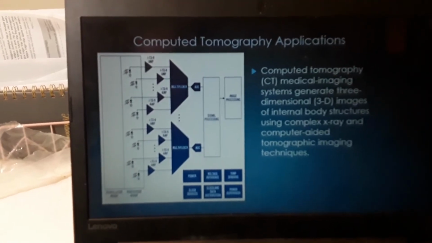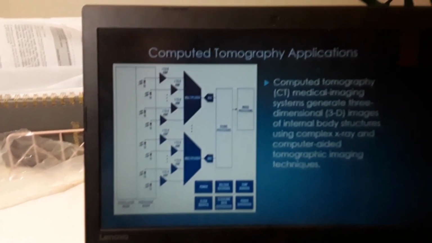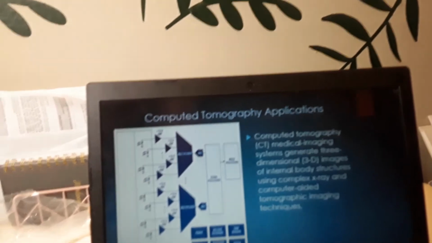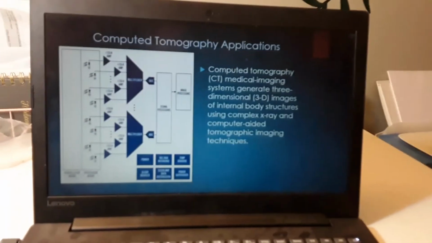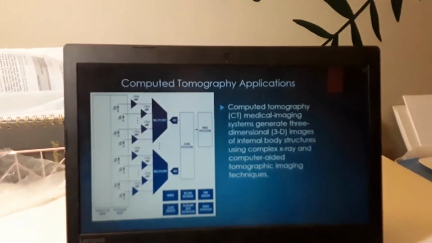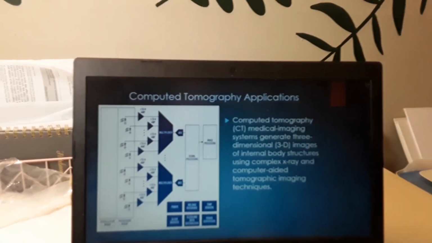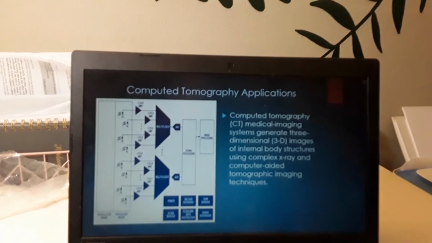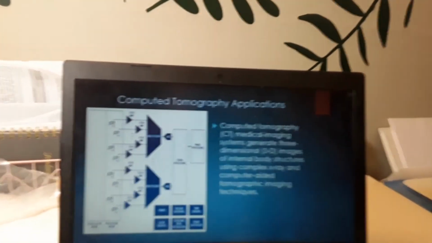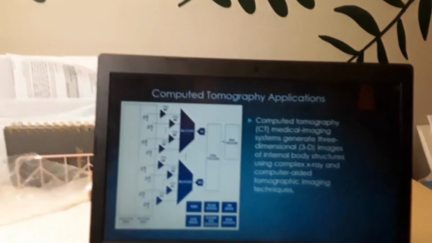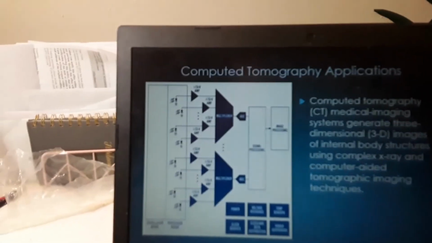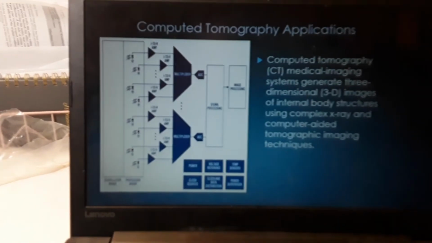Next, we're going to speak about computed tomography applications, also known as CAT applications. Computed tomography medical imaging systems generate three-dimensional images of internal body structures using complex X-ray and computer-aided tomographic imaging techniques.